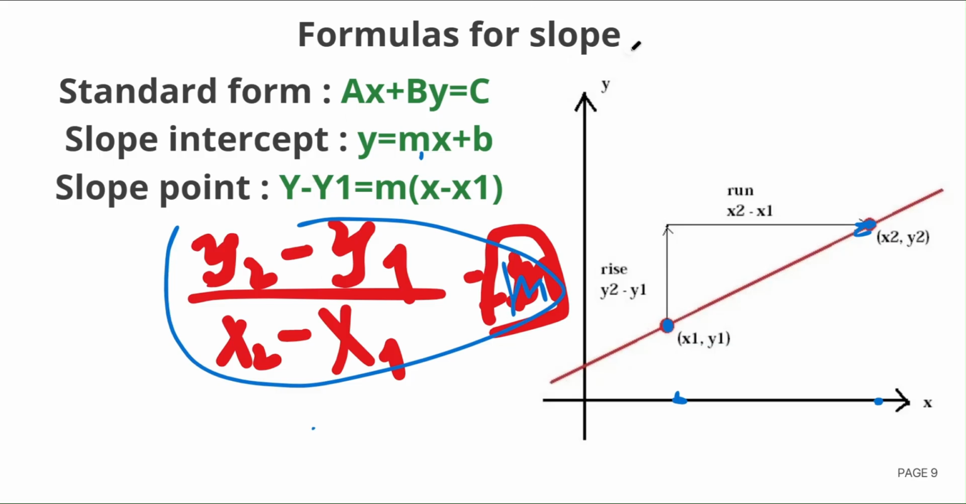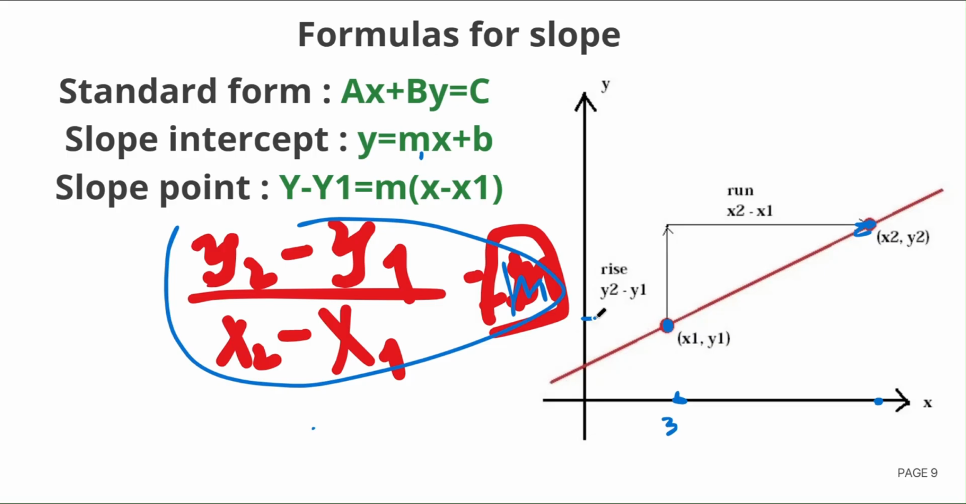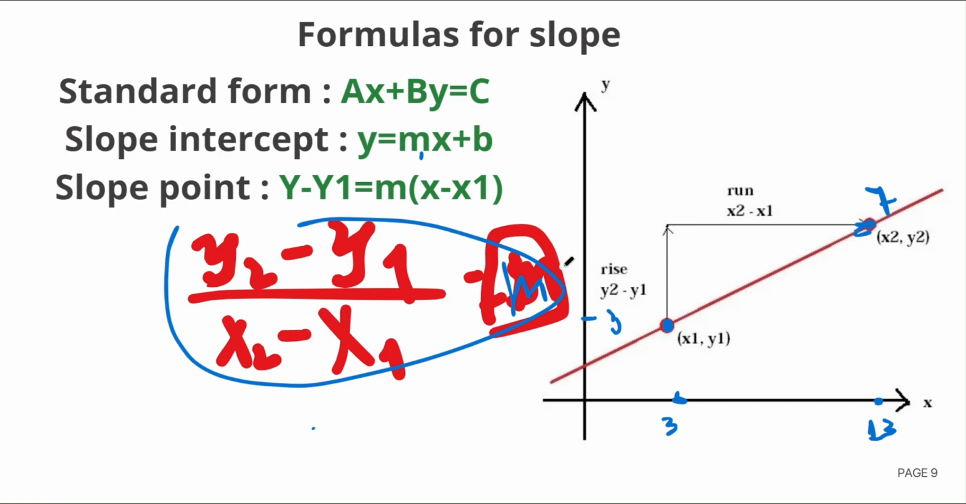So let's say we've got one point where this one is 3 for x, and this one is, let's say, 3 for y. Then I've got, let's say, 13 for x, then let's say 7 for y. So you see there's y1, y2, x1. Now what we have to do is find the slope of this line. What is the slope of this line?